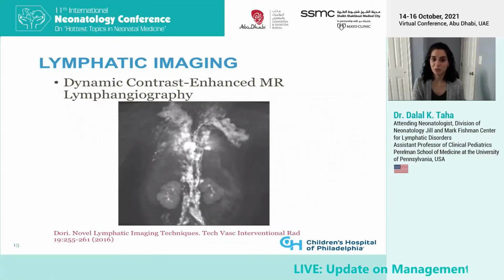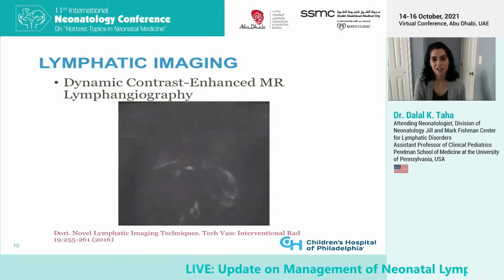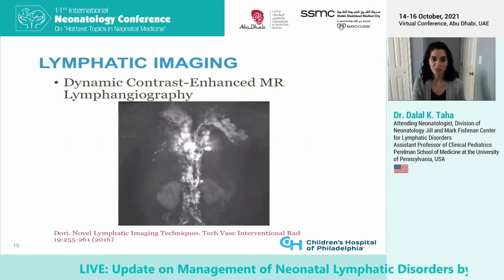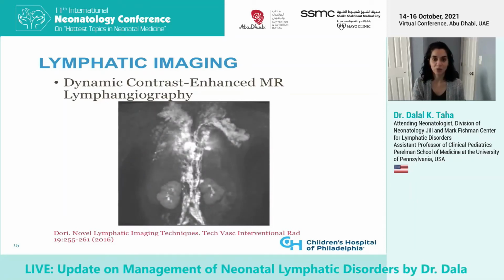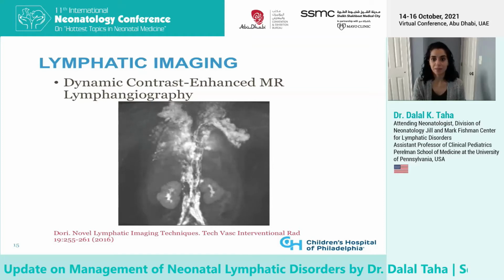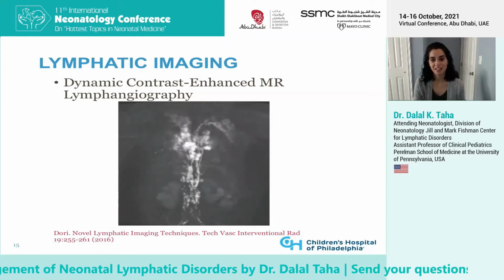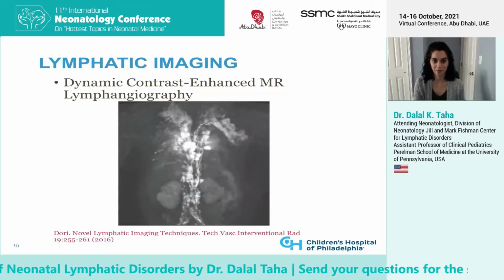Imaging the flow of fluid within the lymphatic system using MRI is called dynamic contrast enhanced MR lymphangiography, which is also referred to as MR lymphangiography or DCMRL. This video shows the pattern of flow from the inguinal nodes up to the thoracic duct in real time.